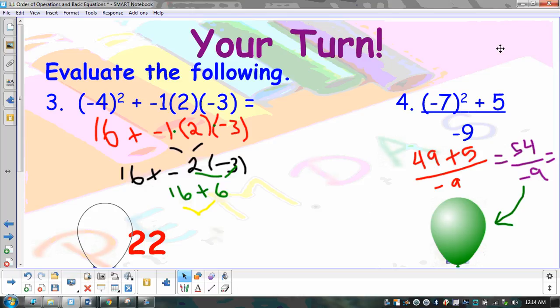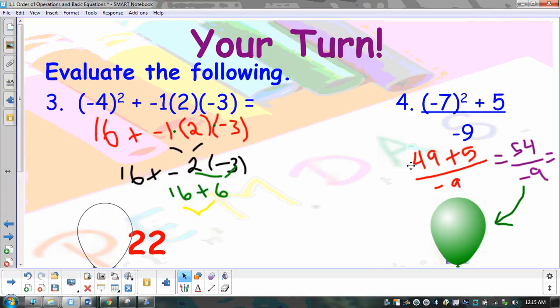Number 4 is a little different in a fraction, but we still use the same order of operations. We just treat the numerator on top as its own order of operations and the bottom denominator as its own. On top, there's no parentheses, but we do have exponents. Two -7s, -7 times -7 is positive 49. I rewrote the +5 and I rewrote the -9.